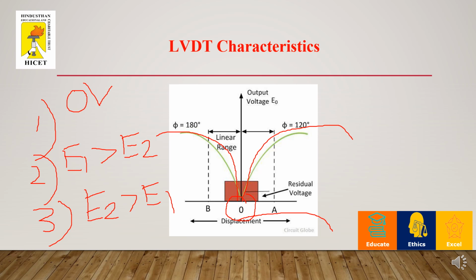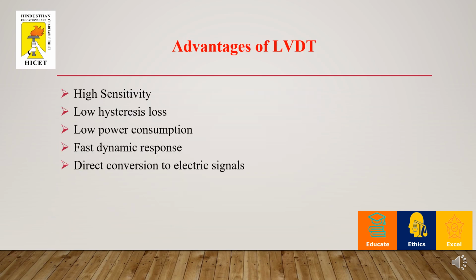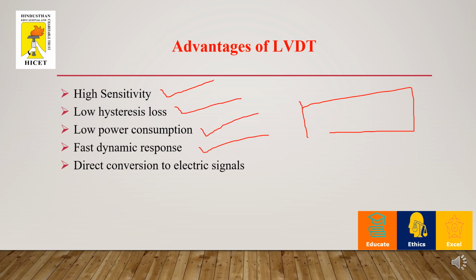So in the LVDT, I can convert both the displacements on the left as well as on the right sections. So here you can see the advantage of your LVDT. It is very clear. It has a very high sensitivity, low hysteresis loss, low power consumption, fast dynamic response, and direct conversion to electrical signals. So it is very obvious based upon the position of the core, either it may be null, or it may be left of the null, or it may be to the right of the null position.